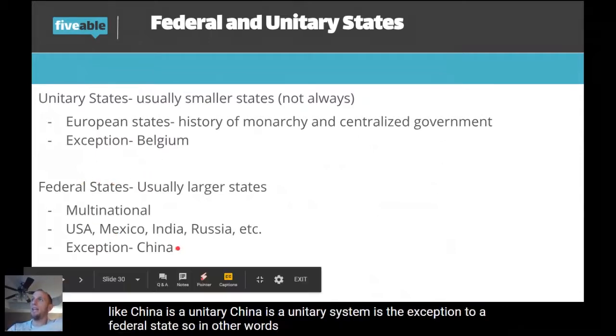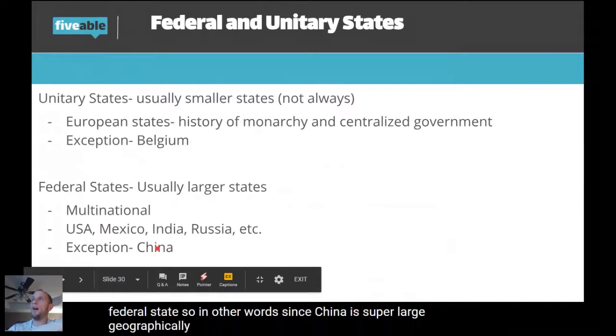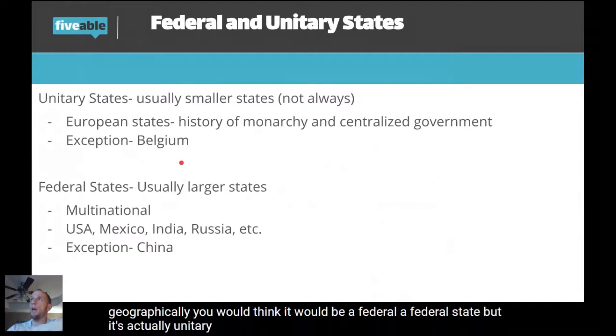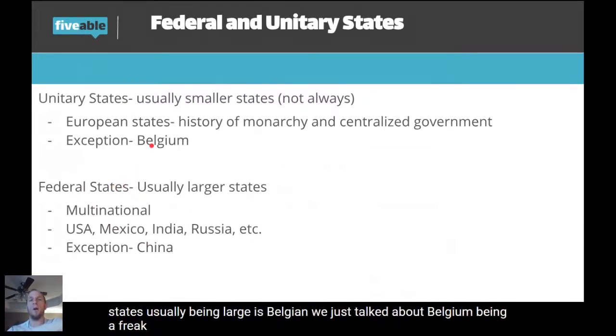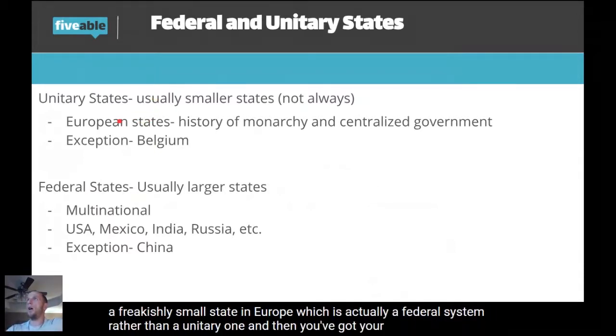In other words, since China is super large geographically, you would think it would be a federal state, but it's actually unitary under the People's Republic. The exception to federal states usually being large is Belgium. We just talked about Belgium being a freakishly small state in Europe, which is actually a federal system rather than a unitary one. And then you've got your regular go-to examples.